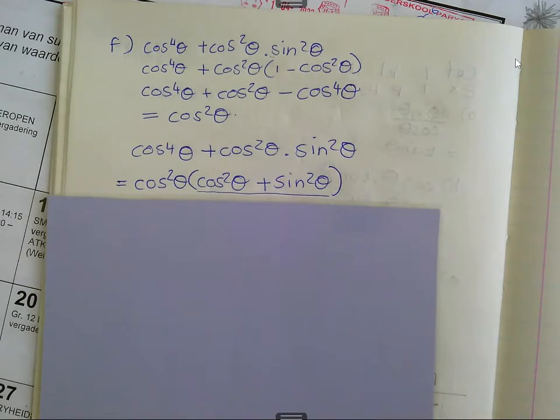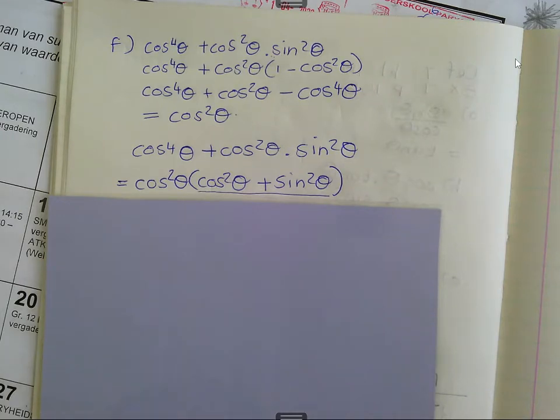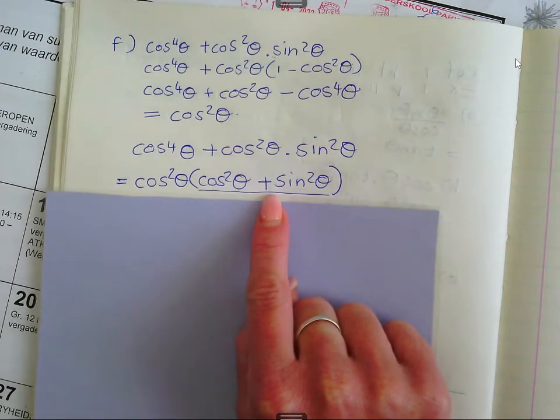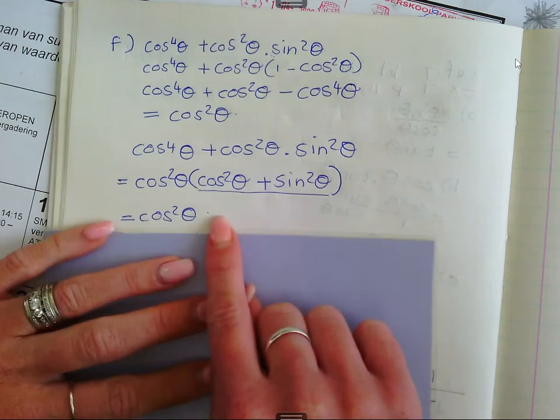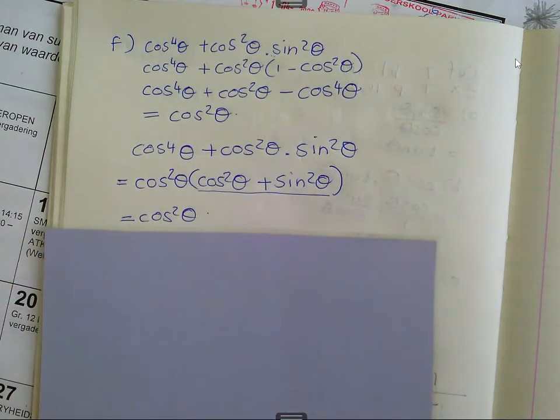Is there something I can do there? Komoto? Do you see the identity? Cos squared plus sin squared is 1. And then your answer is cos squared theta.